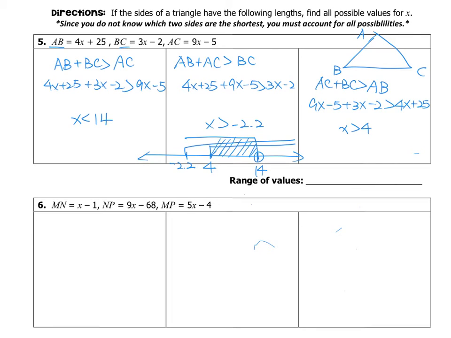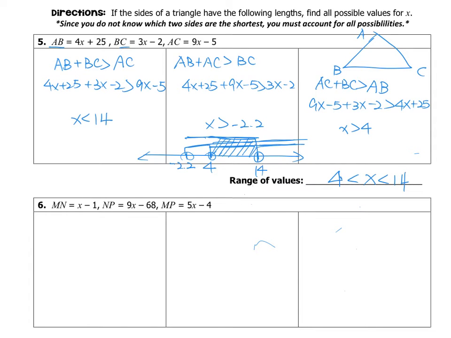So look at the numbers less than 4. Those are the numbers that only have two lines here. The numbers greater than 14 also only have two lines, but only inside this part is overlapping all three. So that's our range here: x is greater than 4 and less than 14.